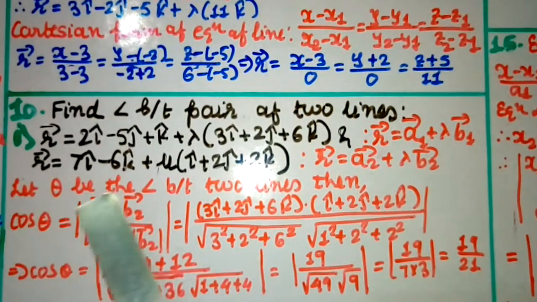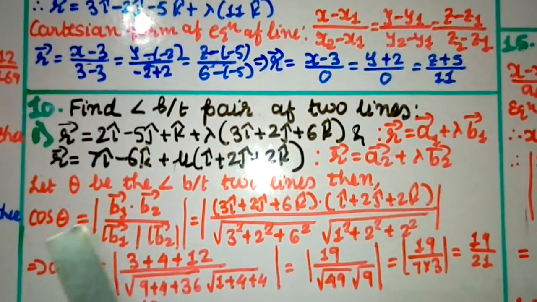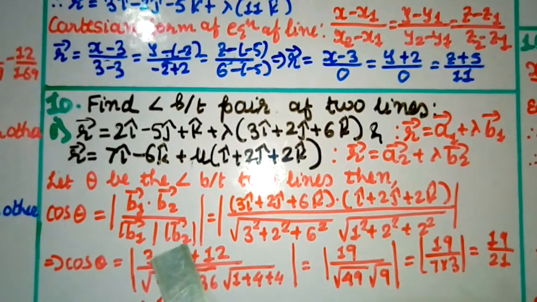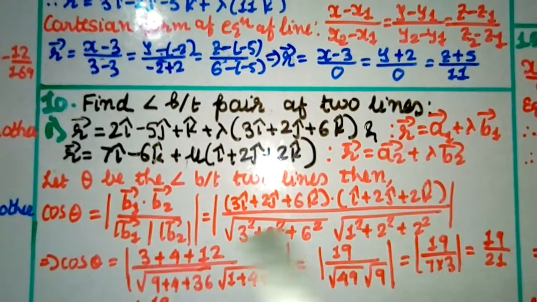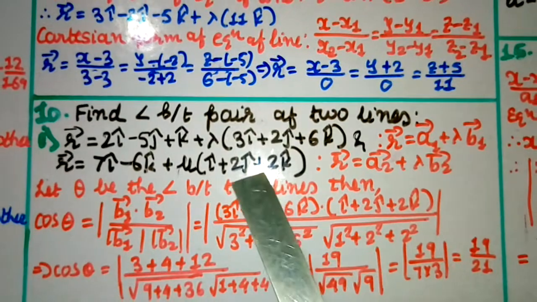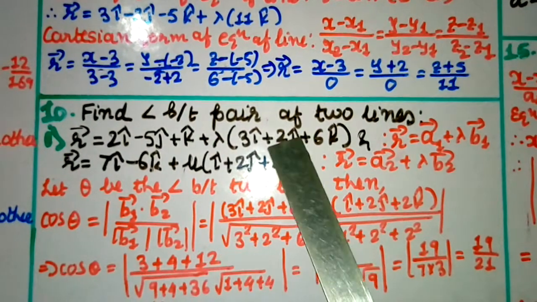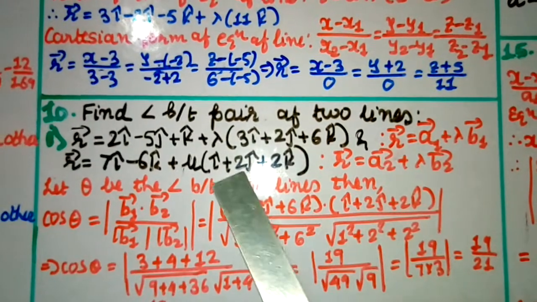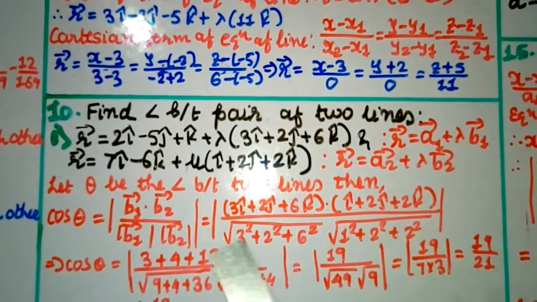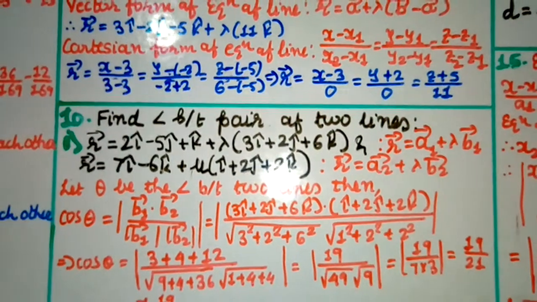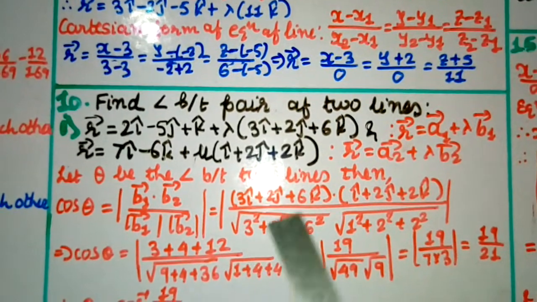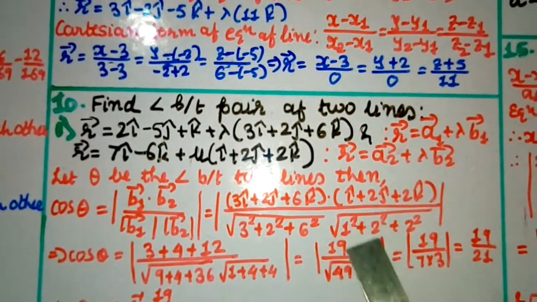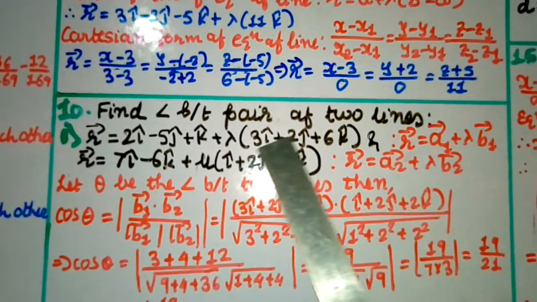Let theta be the angle between the two lines. Then cos theta equals the magnitude of b1 dot b2 divided by magnitude of b1 into magnitude of b2. If you compare, this is b1 and this is b2. So b1 is 3i cap plus 2j cap plus 6k cap, dot b2, which is i cap plus 2j cap plus 2k cap, divided by the square root terms. You know how to find the magnitude. So the magnitude of b1 is the square root of 3 squared plus 2 squared plus 6 squared. The magnitude of b2 is the square root of 1 squared plus 2 squared plus 2 squared, from the coefficients of i, j, k.